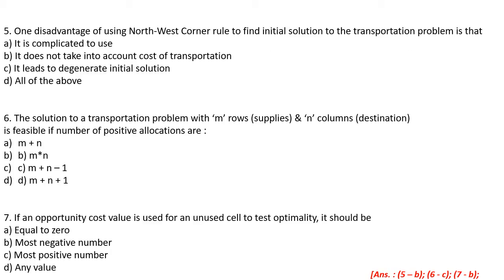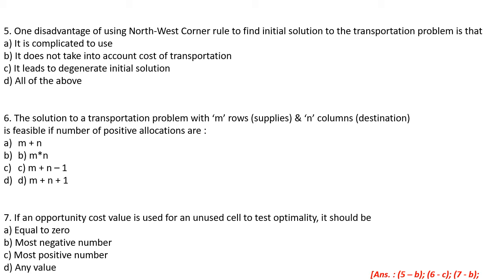Fifth, one disadvantage of using the northwest corner rule to find the initial solution to the transportation problem is that option A, it is complicated to use. Option B, it does not take into account the cost of transportation. Option C, it leads to a degenerate initial solution. Option D, all of the above. Correct answer option B. It does not take into account the cost of transportation.